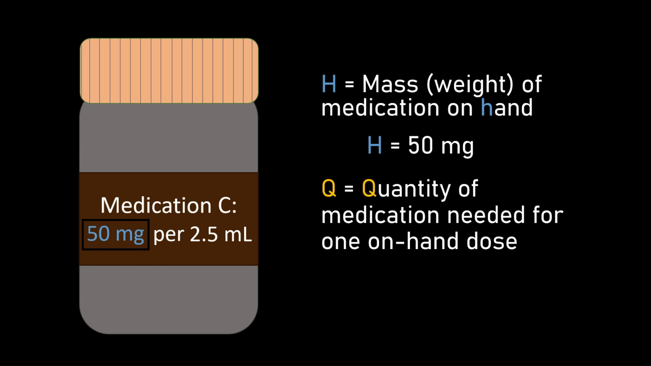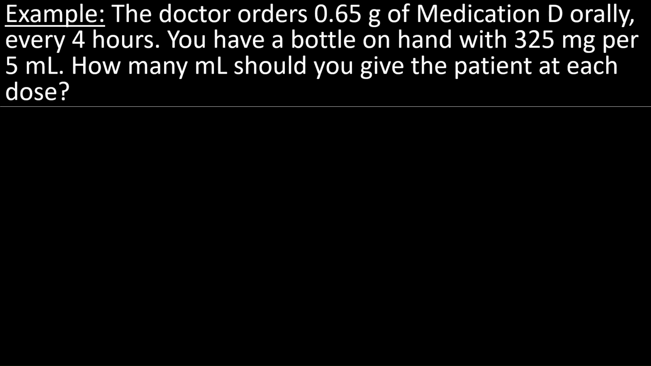Remember, it's the quantity or volume of medication needed to consume the supply dosage. Here we can see that the label says 50 milligrams per 2.5 milliliters. Milliliters is a volume, so 2.5 milliliters is our Q. Let's do an example with a liquid suspension.